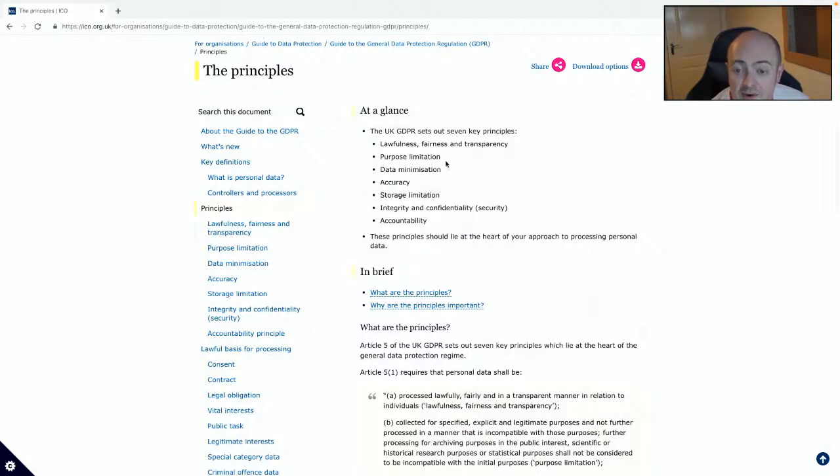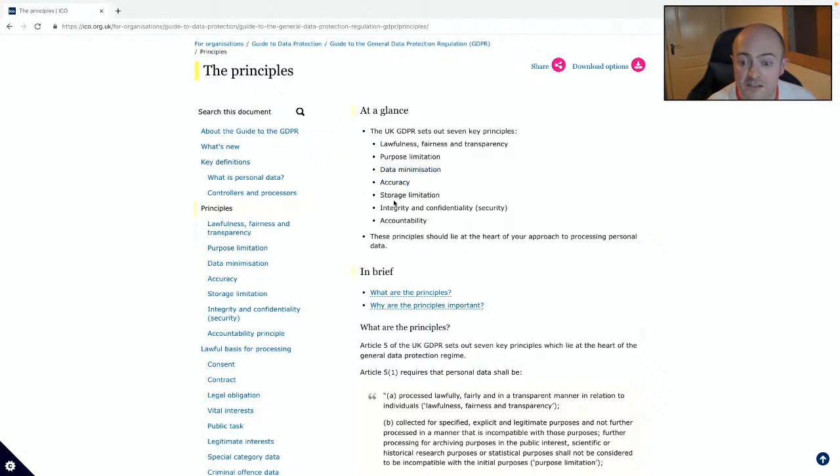Purpose limitation means I'm only allowed to use it for what I've said I'm going to use it for. We as a school, for instance, can't sell your data to a company to advertise things to you because we've said that we won't do that. We've said that we use your data for exam purposes only. Okay, data minimization, I should be collecting the least amount of data about you. And if I'm collecting unnecessary data, I'm going to be fined for it.